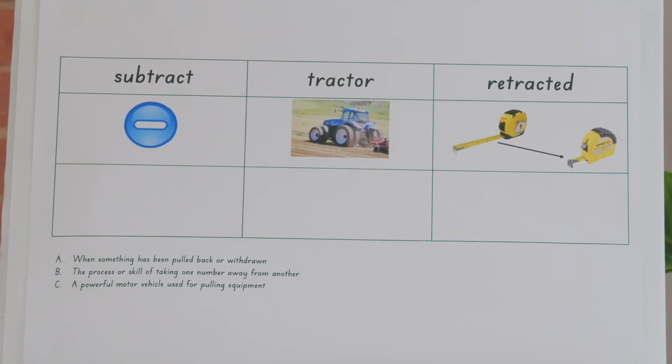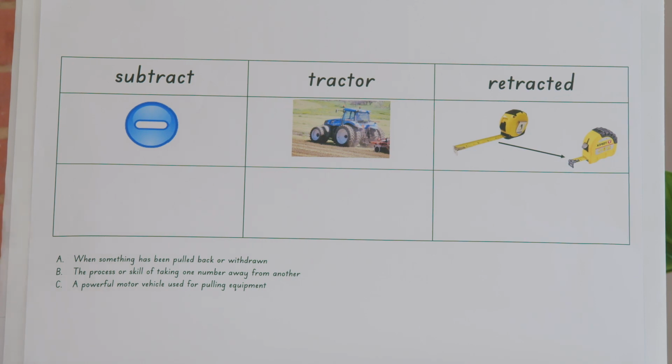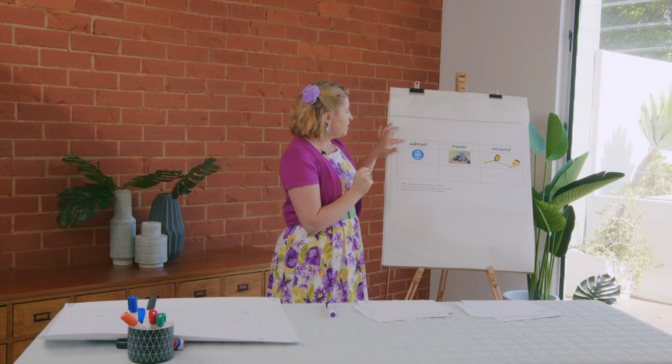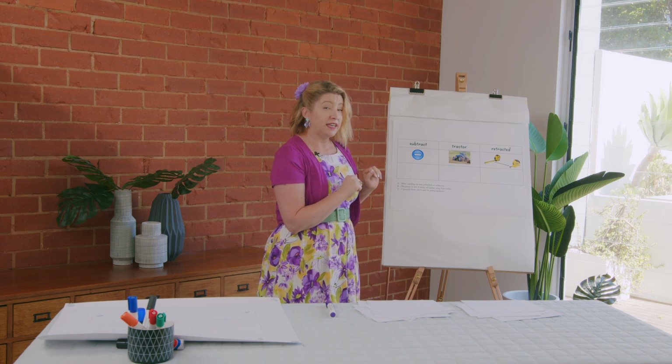There's only 3 today, we usually do 4, so you're getting off a little bit easier today. We're going to need A, B, and C for these words for the definitions. So I'll read you the first definition and you write it next to the word you think it needs to go next to.